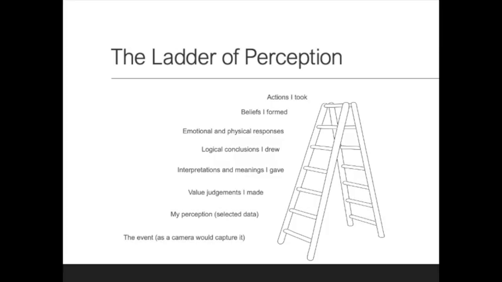The ladder of perception shown here helps to explain how 2 people can witness the exact same events and yet perceive it very differently. How we perceive events informs the actions that we end up taking, the behaviors that other people can observe in us. So we start with an event as the camera would capture it, the objective, the actual real truth of the event.